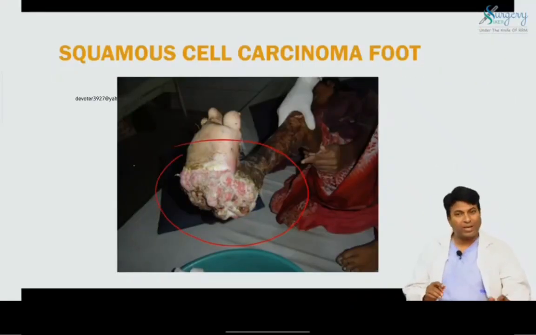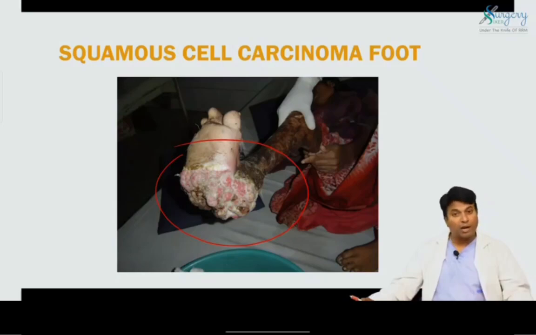This is a typical squamous cell cancer in the foot. We have to do massive resection. We have to do amputation for this type of patients, along with lymph node dissection.